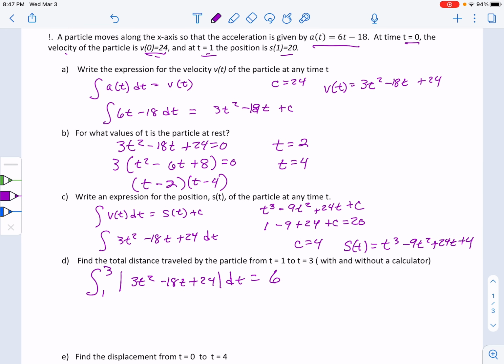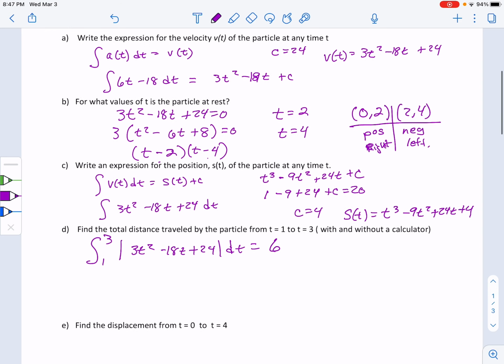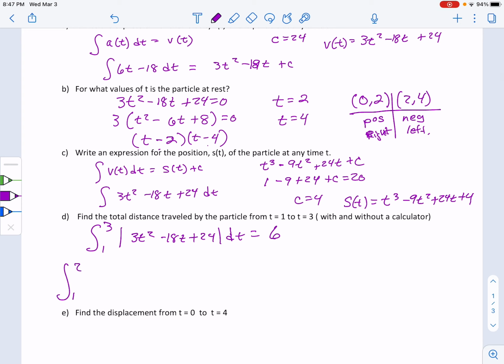Okay, well, if you don't have a calculator, you've got to decide when it changes direction. So let's come back up here to velocity and just determine which direction it's going. From 0 to 2, and then I have 2 to 4. If I plug 1 into my velocity function, this is negative, that's negative, so you get a positive value. If I plug 3 in here, that's positive and that's negative, so this is negative. So he's moving right, and he's moving left. So down here, I have to integrate from 1 to 2 the velocity function to give me his total distance.